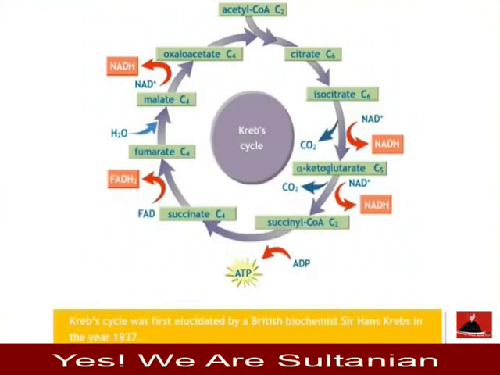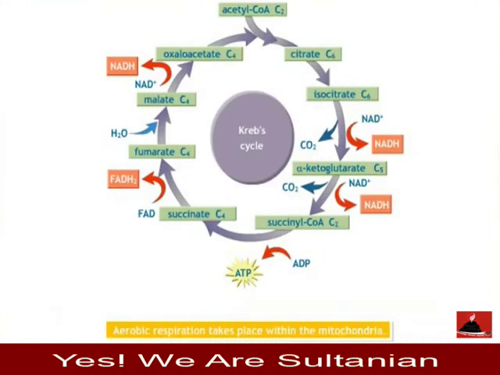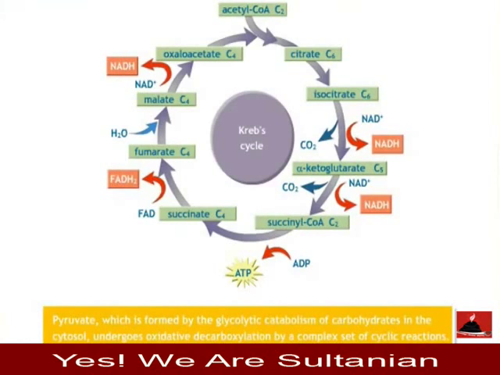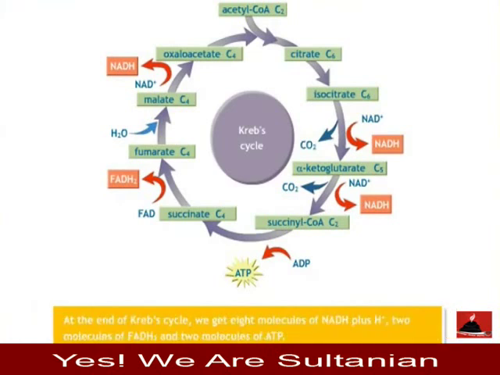Krebs cycle. Krebs cycle was first elucidated by a British biochemist, Sir Hans Krebs, in the year 1937. Aerobic respiration takes place within the mitochondria. Pyruvate, which is formed by the glycolytic catabolism of carbohydrates in the cytosol, undergoes oxidative decarboxylation by a complex set of cyclic reactions. At the end of Krebs cycle, we get 8 molecules of NADH plus H plus, 2 molecules of FADH2 and 2 molecules of ATP.